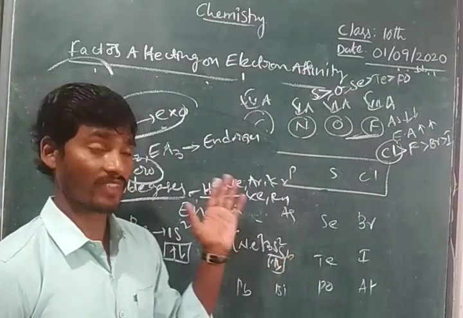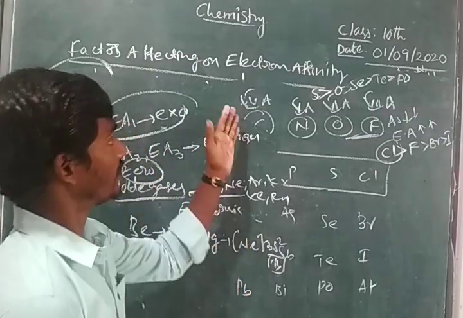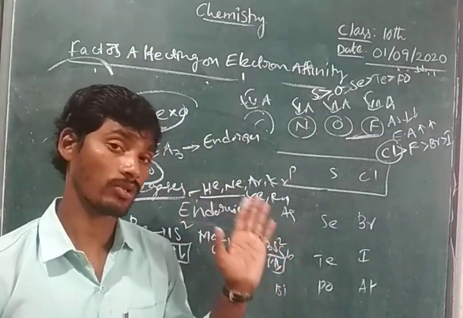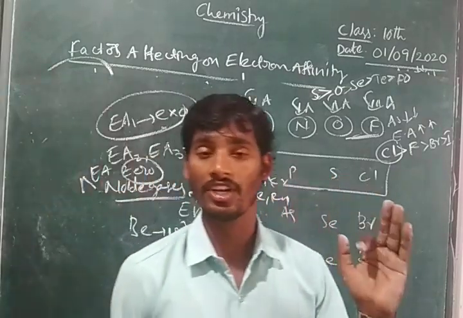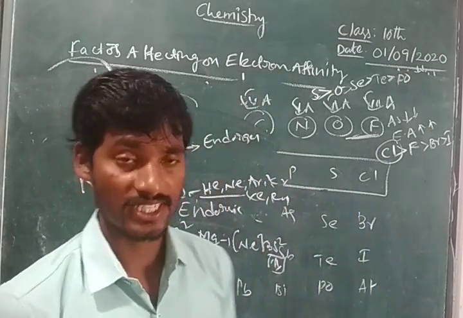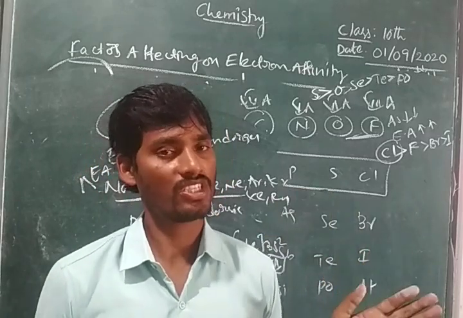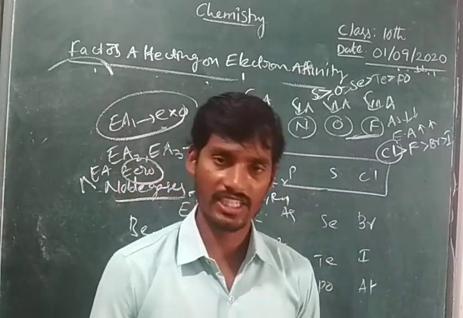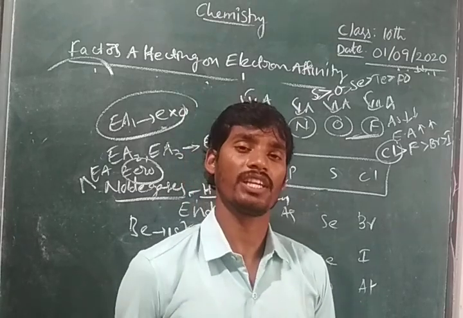That's why, children, this is about one of the periodic properties, that is electron affinity. Till now we discussed three periodic properties: one is atomic size, second is ionization energy, third is electron affinity. Please all of you maintain your CW and write each and every point in your CW.